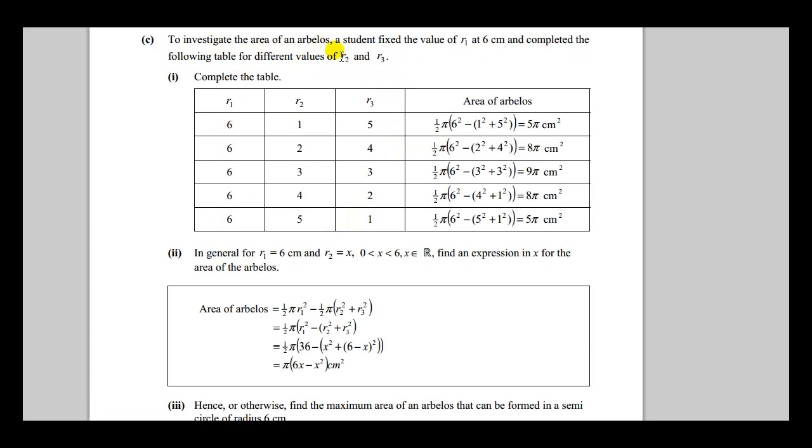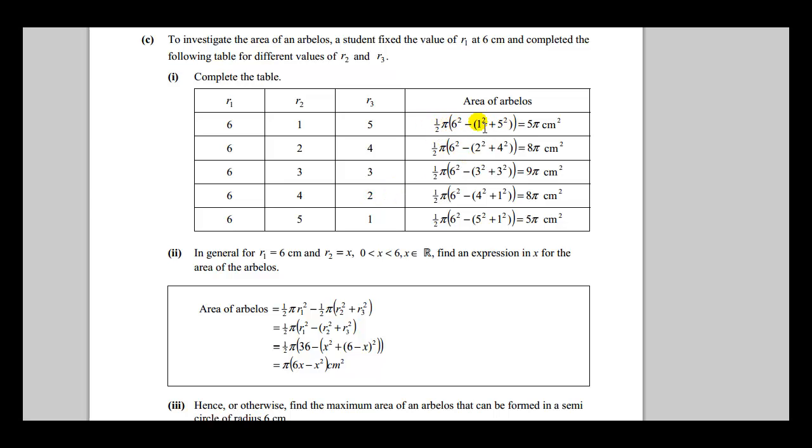To investigate the area of an Arbelos, a student fixed the value of R1 at 6 centimeters and completed the following table for different values of R2 and R3. So R1, remember, is the area of the big semicircle. R2 was the area of the left semicircle. R3 was the area of the right semicircle.